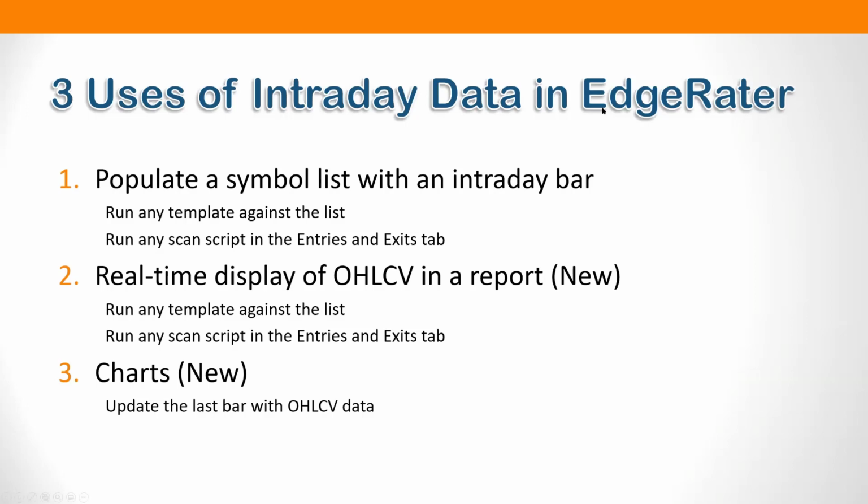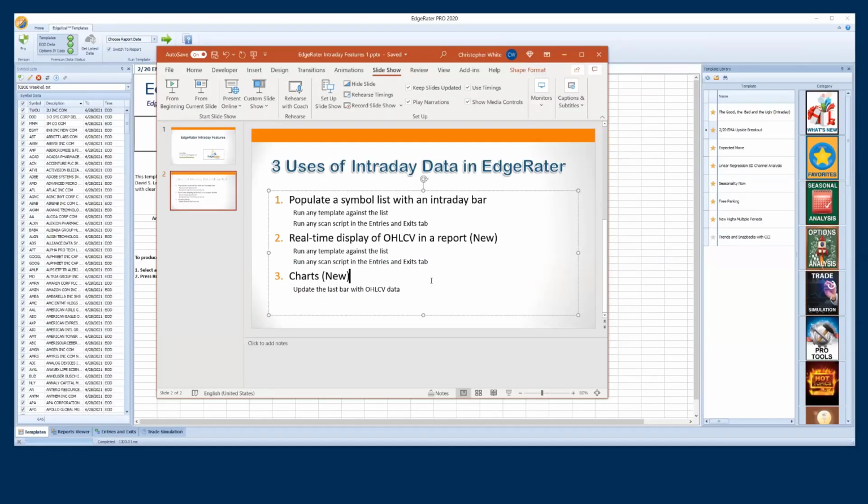The new things in the program are a real-time display of the intraday bar, open, high, low, close, and volume. It's possible to display the open, high, low, close, and volume actively in a report. I'll talk more about that in a second. The two notes below are actually just a repeat of the top area, and that's a mistake. So anyway, we'll talk about the real-time display of OHLCV. It's really going to be the last data point from the intraday data provider.